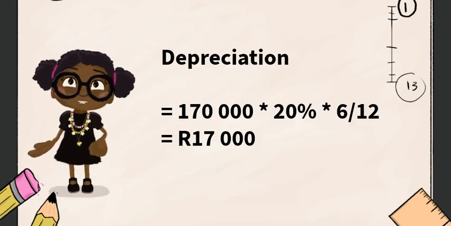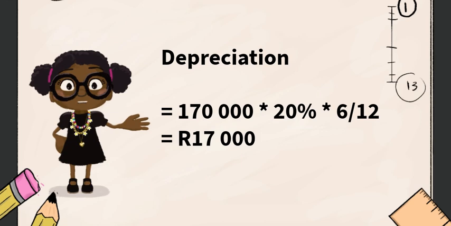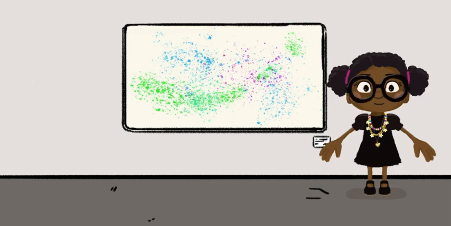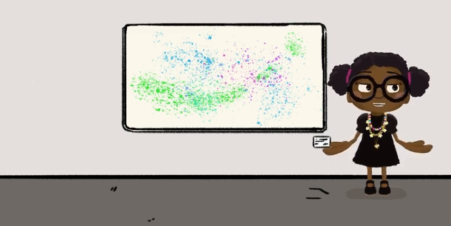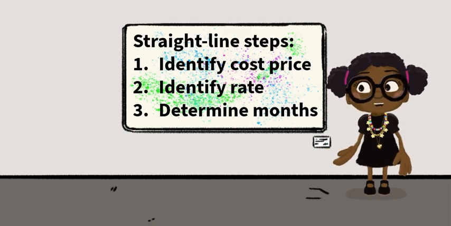Now let's do the calculation. Depreciation is equal to 170,000 multiplied by 20% multiplied by 6 over 12. The 6 over 12 indicates the months of possession for the year. This is equal to 17,000. There you have it. Depreciation according to the straight line method is as simple as following the 3 steps. The most important part of the calculation is to count the months accurately.